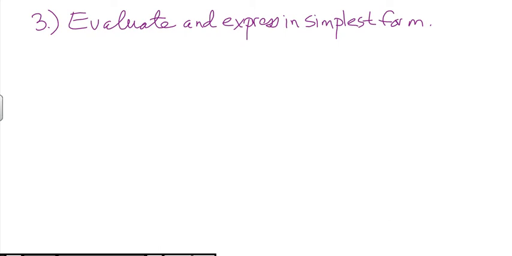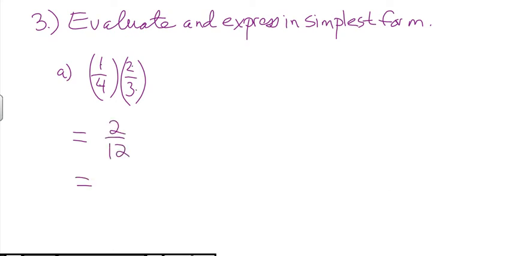Anyways, evaluate and express, what were we? 1/4 times 2/3. Okay, we're multiplying. What do we get? Two over 12, right? So when you multiply fractions, you multiply the numerators together, 1 times 2, and you multiply the denominators. So 2 over 12. Is that reducible? Yeah, 1 over 6, right? Okay. B, 4 over 15.